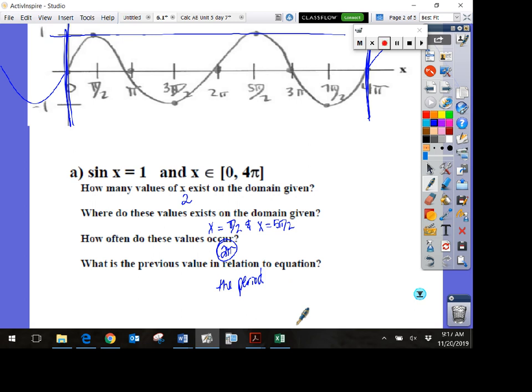So if we add another 2 pi, we get another answer. Add another 2 pi, we get another answer, and another answer. And it's going to keep going on and on forever. So answers are going to happen every period in this case because it is at a high point. That'll happen at a high or low point.